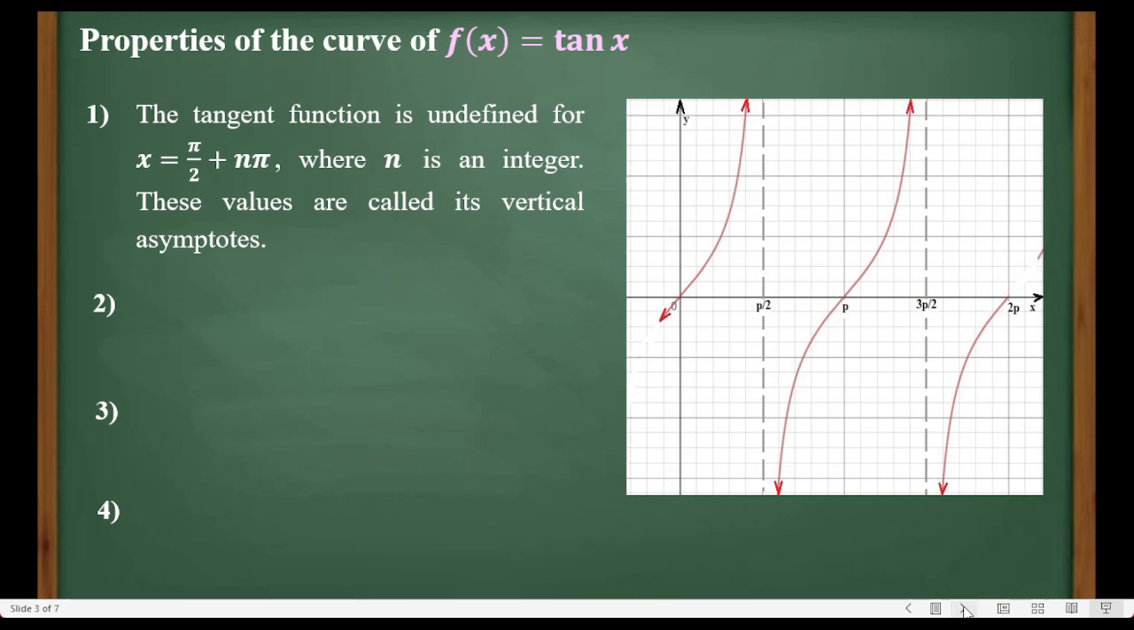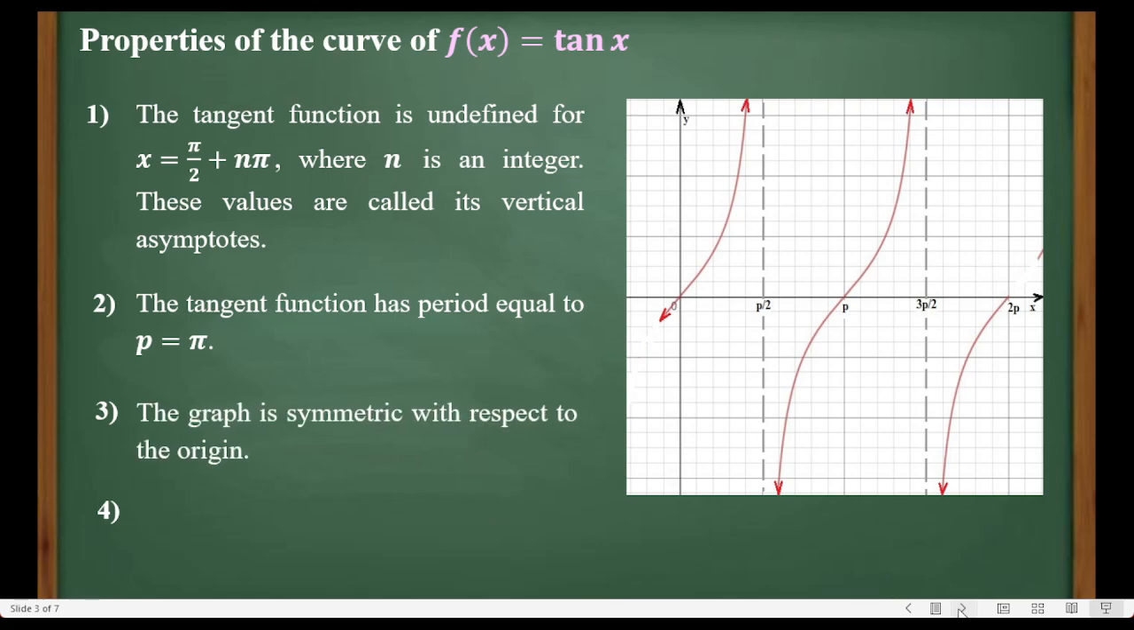Next property, the tangent function has a period equal to p, which is pi. So when we say period, it is the length of one cycle of the graph, particularly the cycle of the tangent function. Third property is that the graph is symmetric with respect to the origin.